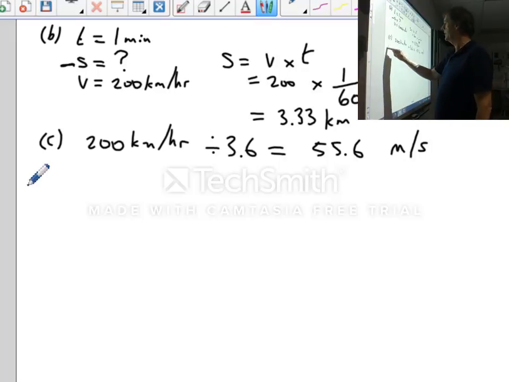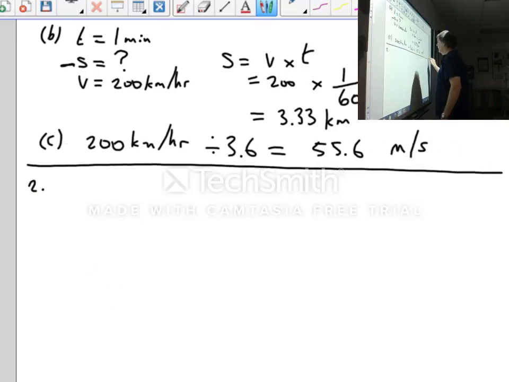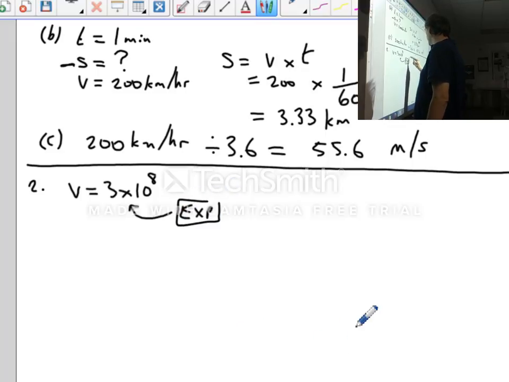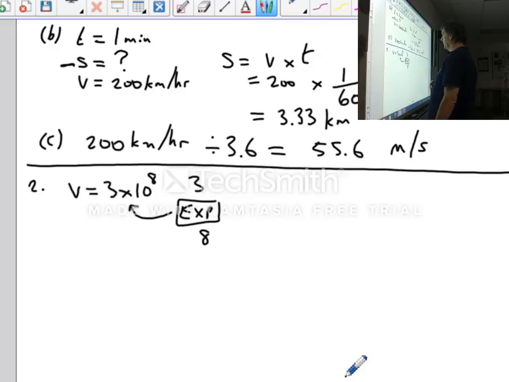If we look at the next ones here, question 2. Question 2, light travels at 3 by 10 to the 8 metres per second, so that's its velocity. And you can put that into a calculator by using the EXP button there. So instead of writing times 10 to the power of 8, the EXP button will do all those buttons for you. So you would do 3 EXP 8, and that would put it in for you in one go. Okay, that's called scientific notation or standard form.